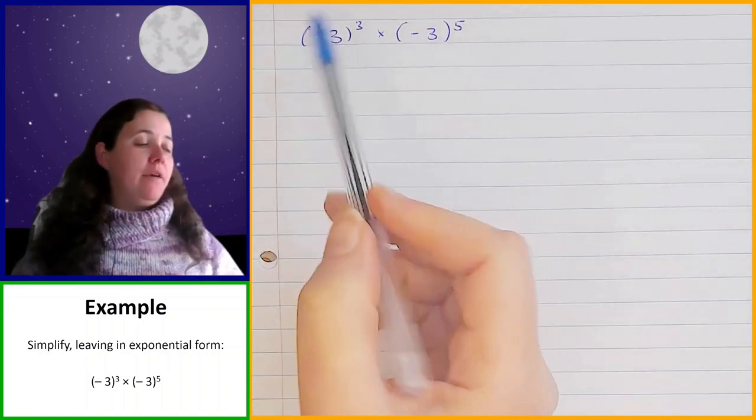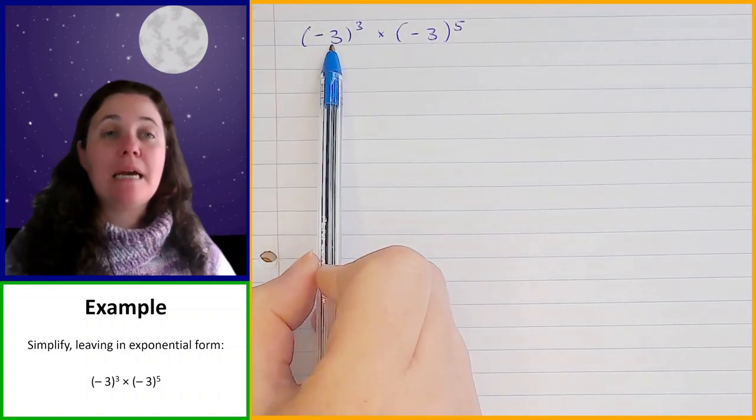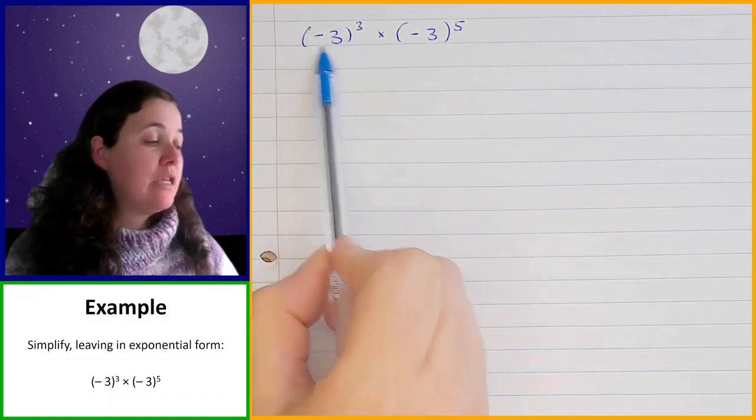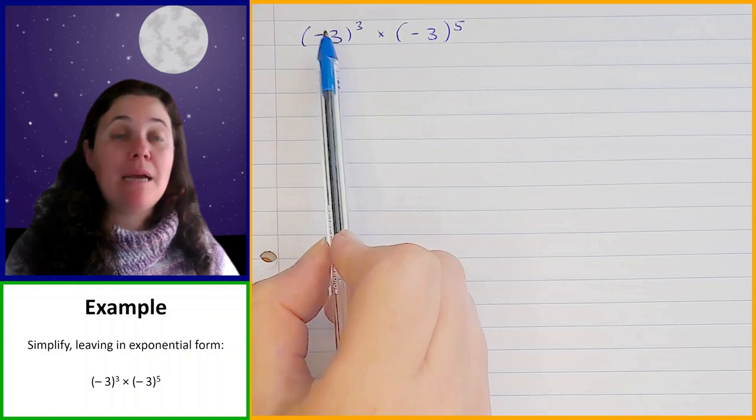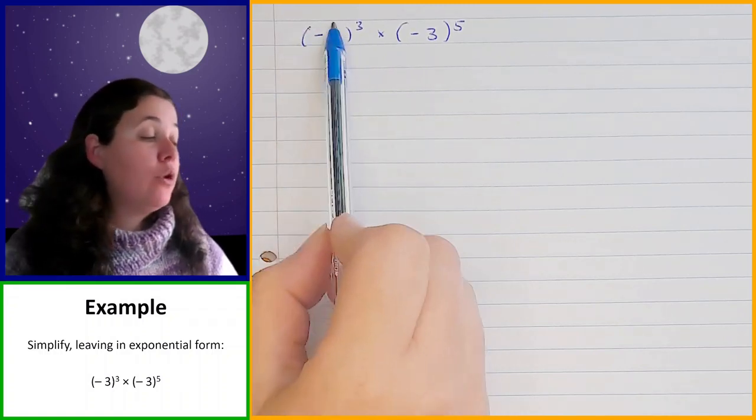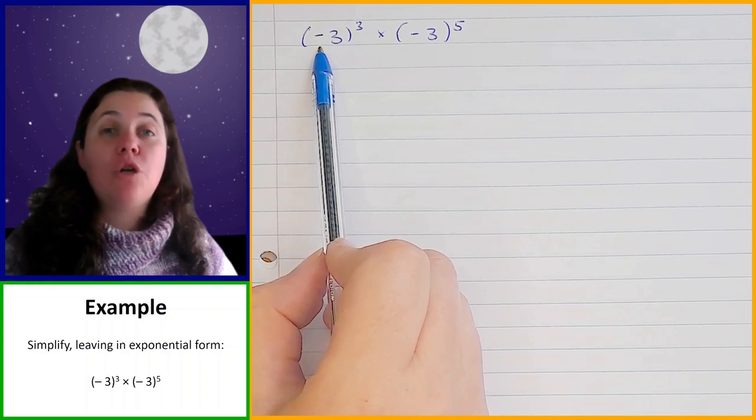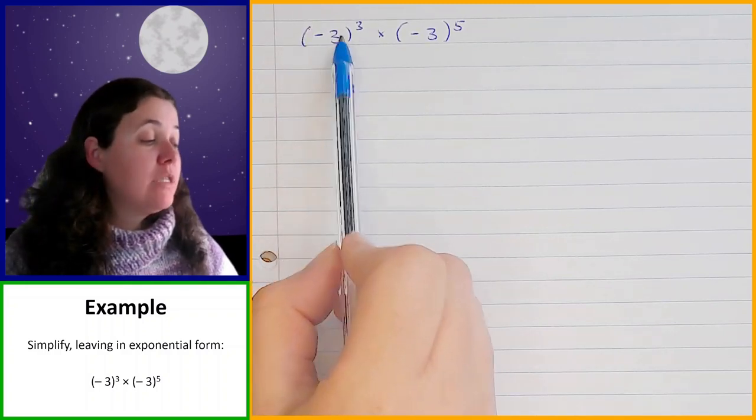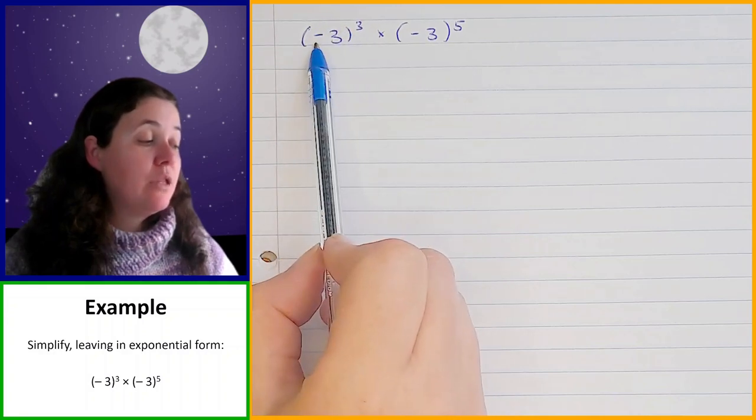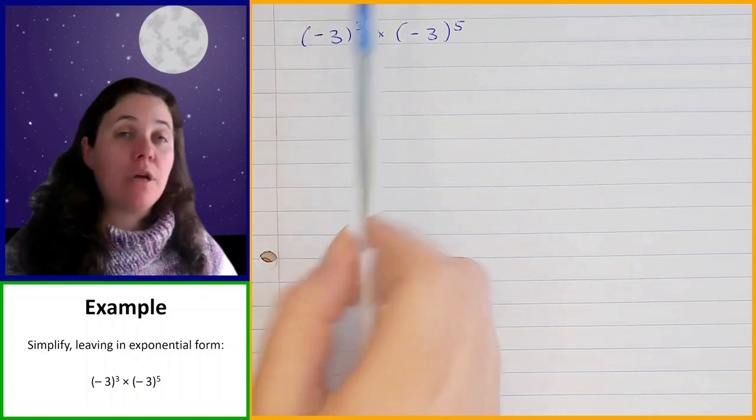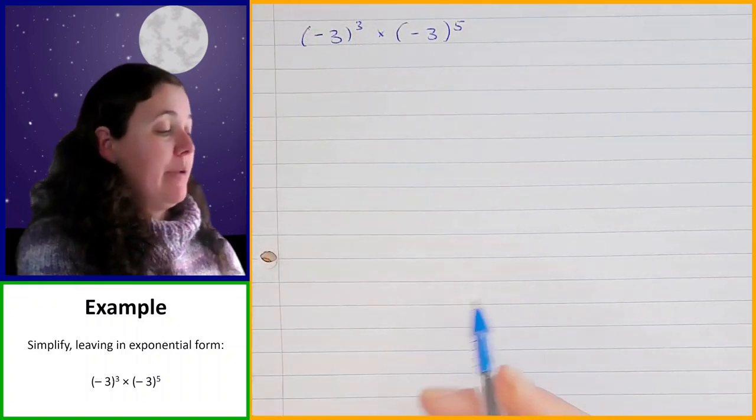Now you see over here that the negative 3 is inside brackets and the power is outside the brackets, which means that the negative 3 is my base. If there were no brackets over here, the negative would not be part of the base. It would just be the 3 that's the base. But because it's inside the brackets, the negative 3 is the whole base. So I need to treat it together and keep it together like that as my base.